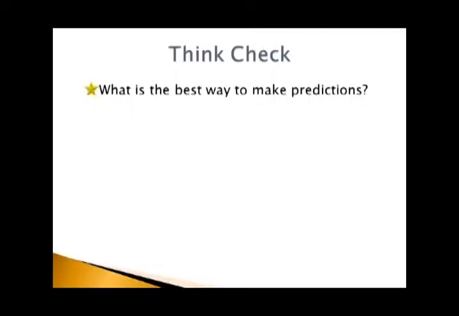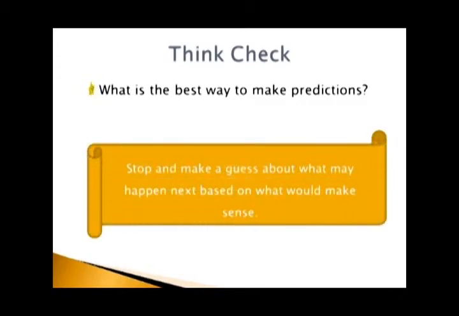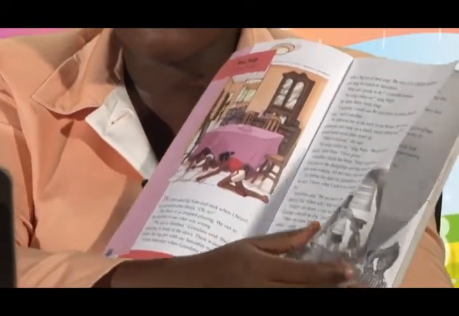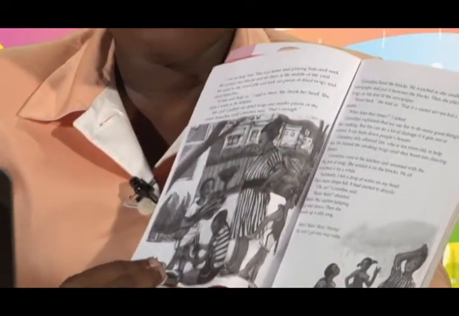Think check. What is the best way to make predictions? If you've said, stop and make a guess about what may happen next based on what would make sense, then you are correct. Now I'm going to read a part of the story that will help me to confirm the prediction I've made, on pages 23 and 24. Listen carefully.